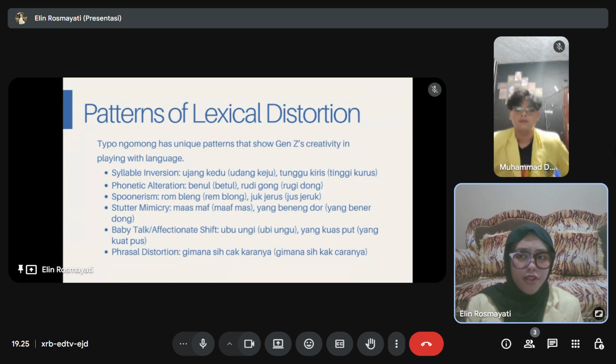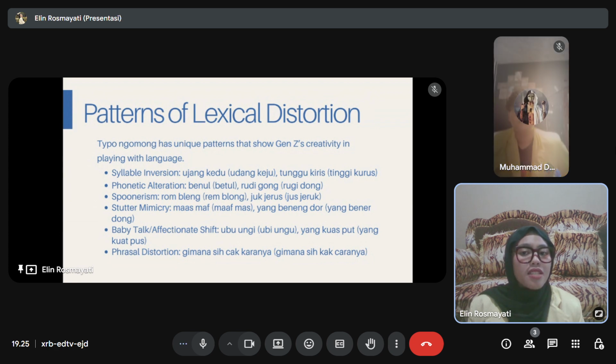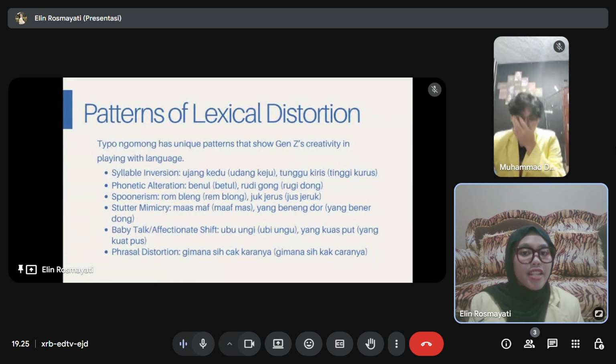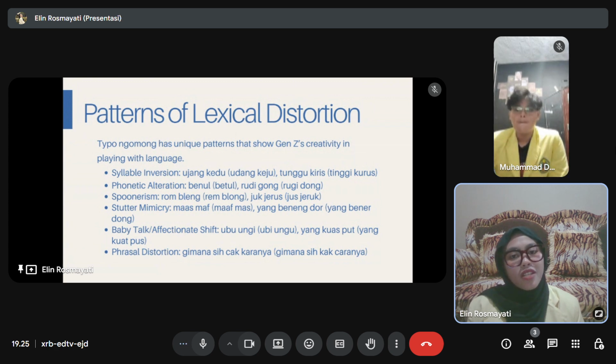Okay, so for the first type, syllable inversion. The example is ujang kedu. It should be udang keju, but Gen Z inverts the syllables into ujang kedu, and tunggu kiris. It should be tinggi kurus, but Gen Z normalized tunggu kiris. And then the second one is phonetic alteration. Benul, it should be betul, and rudigong, it should be rugidong.